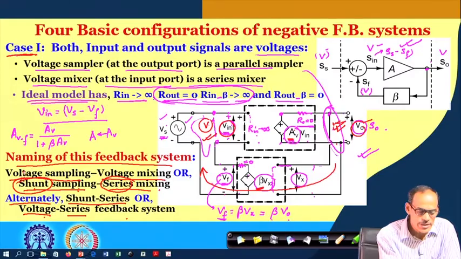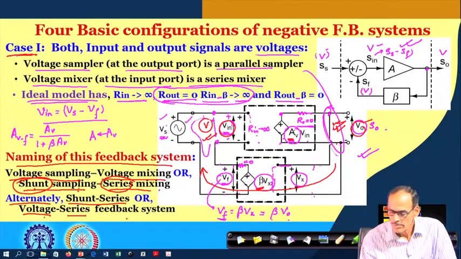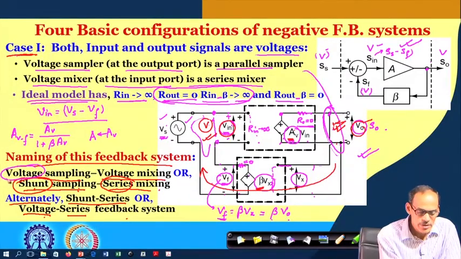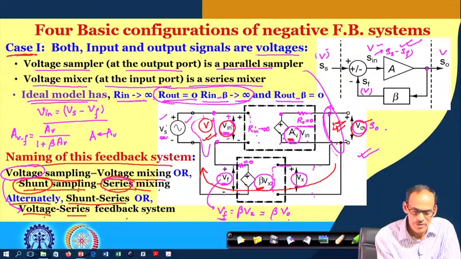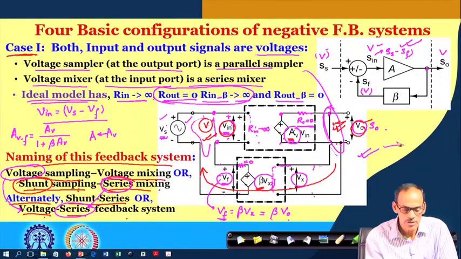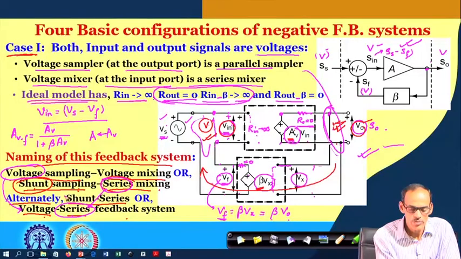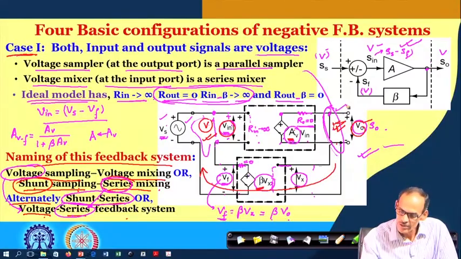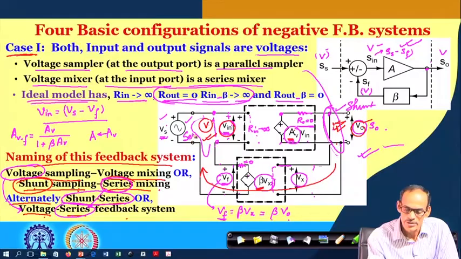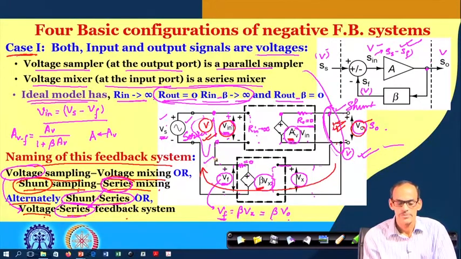So, this voltage is coming from here, and this series is coming from here. So, in summary, this configuration most of the time we refer to as shunt series feedback. So, this is shunt and this is series, shunt series feedback, or we may say that this is voltage and then series feedback.